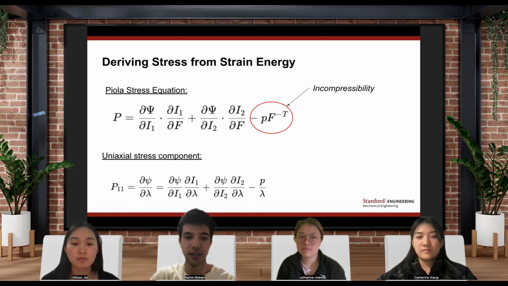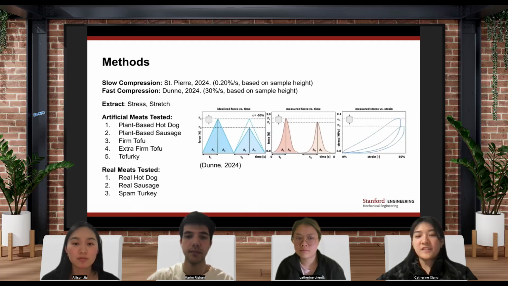This is the Piola stress tensor equation derived from our architecture with a Lagrange multiplier for incompressibility. We use existing data sets for slow compression at 0.2% per second and fast compression at 30% per second based on sample height, intending to extract stress and stretch for our model. We tested across 5 artificial meats and 3 real meats.